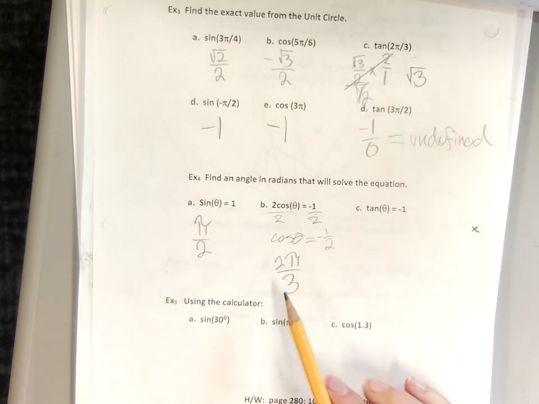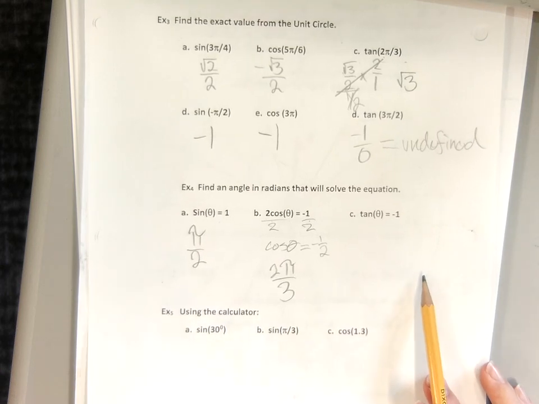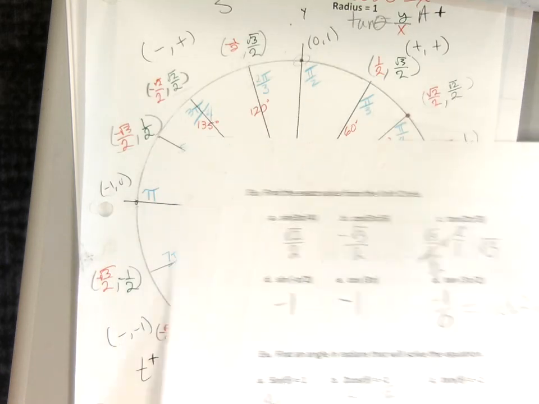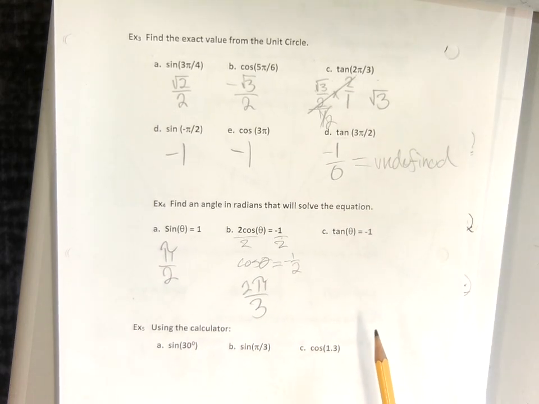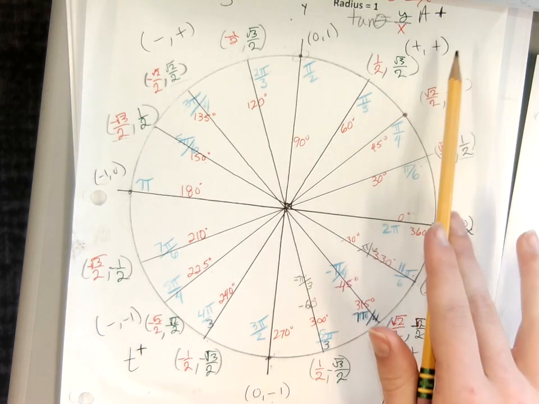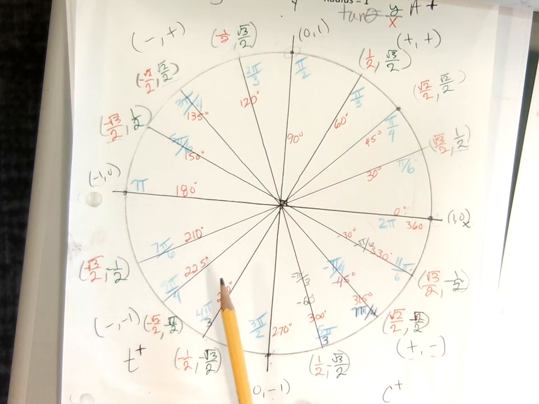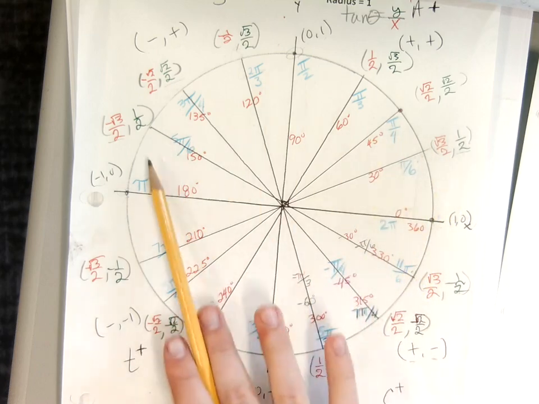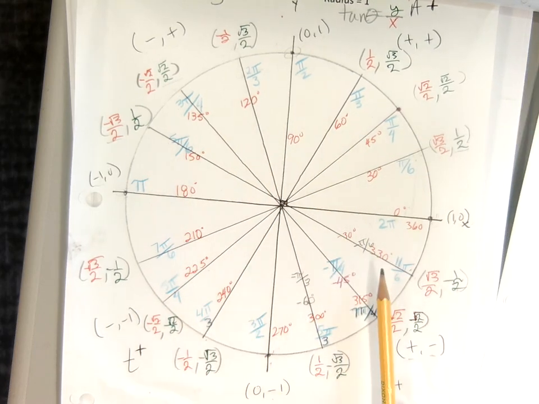All right, and then tangent of -1. So we want to find where tangent is -1. So when we're dividing y and x, we're going to want a negative value, so that eliminates quadrant 1 and quadrant 3. And then the closest quadrant to 0 is 2 when we're going around the circle.